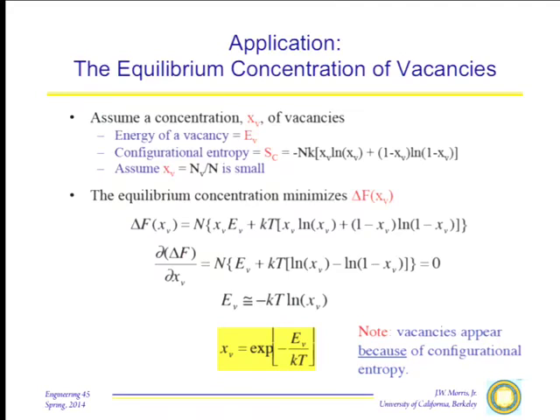Note that vacancies are high energy defects. So if we go all the way down to absolute 0, what's the concentration of vacancy? It's going to be 0, because at absolute 0, it's the minimum energy that we're looking for. And right here, let t go to 0. This is exponent minus infinity, which is 0. So we get the right answer there.